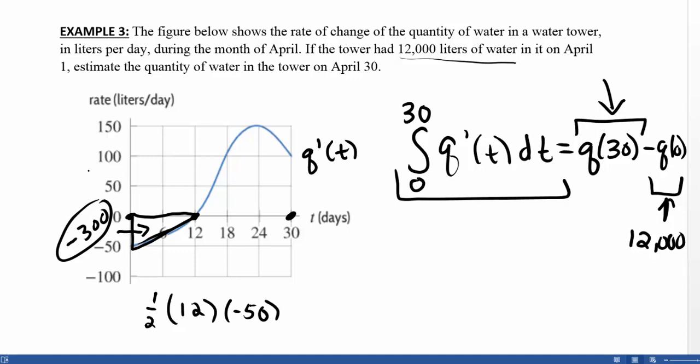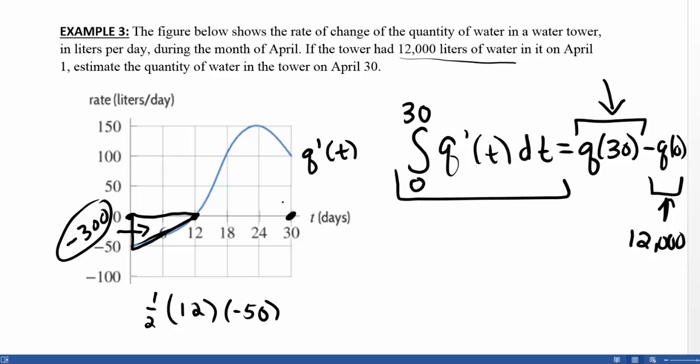However, from day 12 to day 30, I see that I'm gaining liters of water. Somehow this reserve is being replenished. So now I need to approximate the area under the curve on the positive side, day 12 to day 30. I don't have a very good shape to approximate here. I can't estimate it based on a triangle because I don't really have a triangle. So I'm going to use a different method to estimate the area above the x-axis. I'm going to look at the area of one block, and then estimate how many blocks I think there are here.